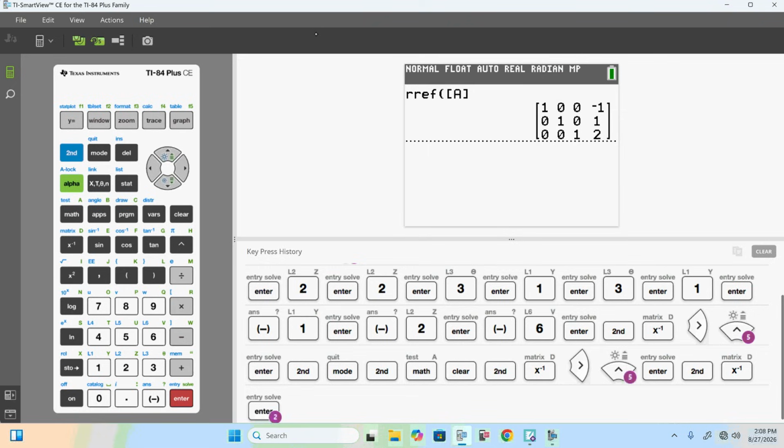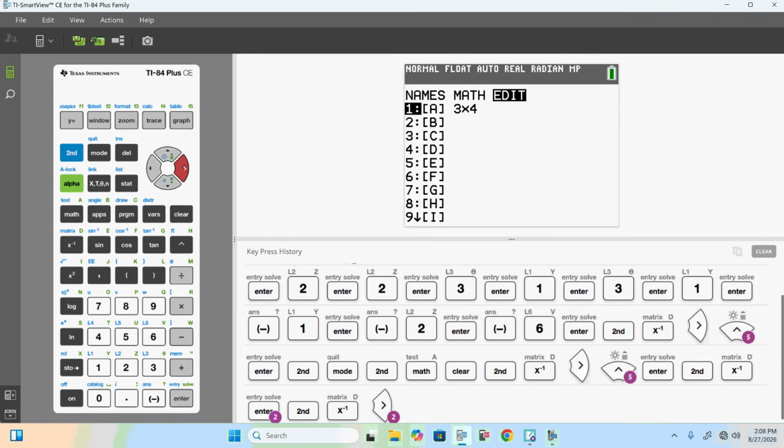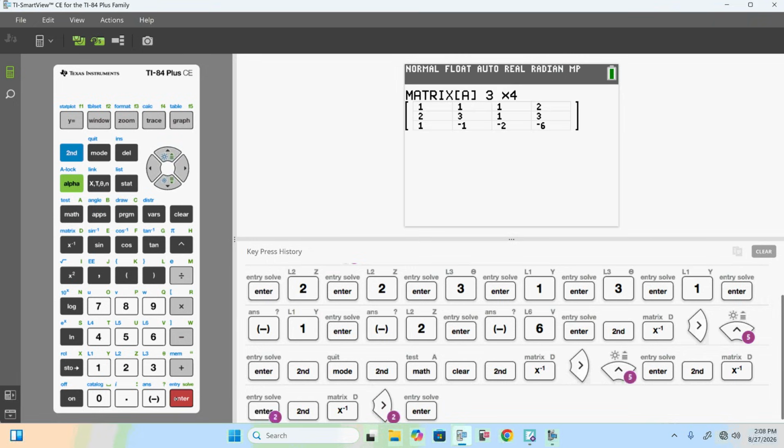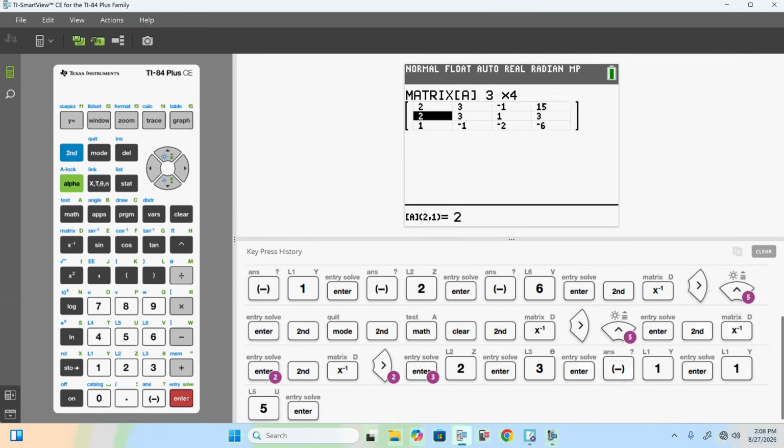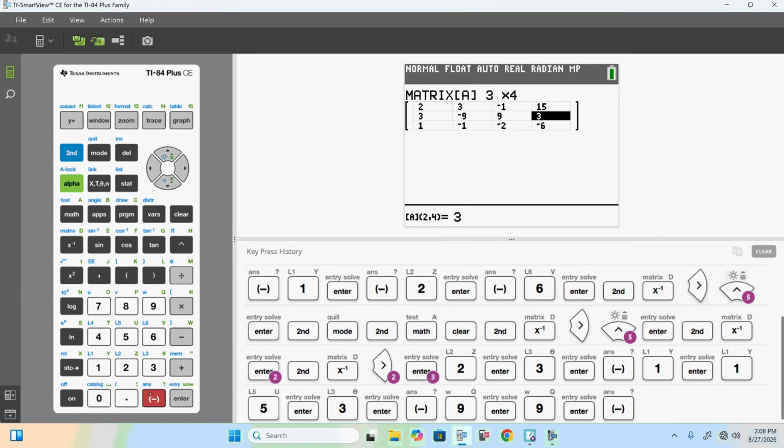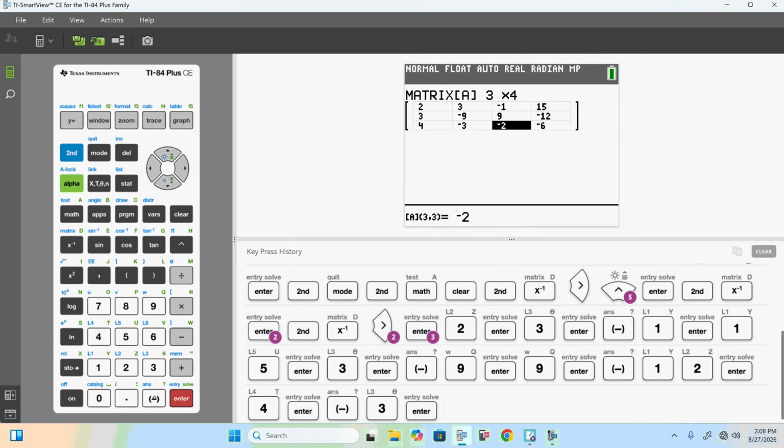First thing we want to do, once we get the augmented matrix written, is go second matrix, over to edit, and select the first matrix to plug it in. It is still a 3 by 4. This time we have 2, 3, negative 1, 15, 3, negative 9, 9, negative 12, 4, negative 3, negative 1, 19.